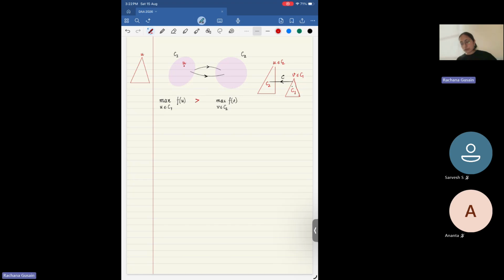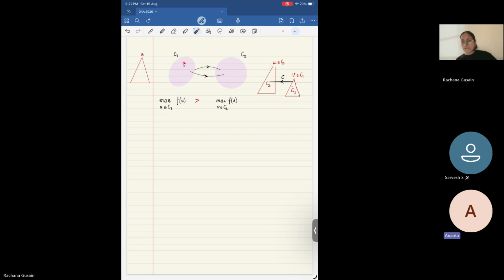Anant, which all nodes are reachable from U? The ones which are present in C1. So since C1 is a strongly connected component, all the nodes in C1 are reachable from U. That is correct. But since we have at least one edge going from C1 to C2, I also have that all the nodes in C2 are also reachable from U. Correct?